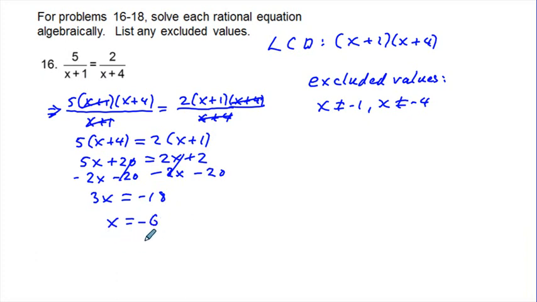And since x equals negative 6 is not an excluded value, this is going to be a real solution. And yeah, we have our excluded values. Okay, let's go on to 17.